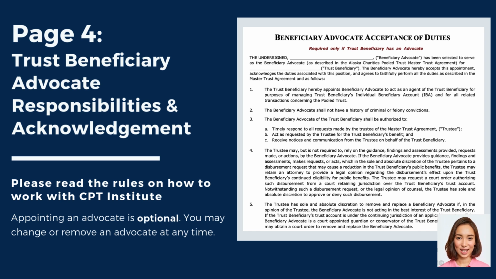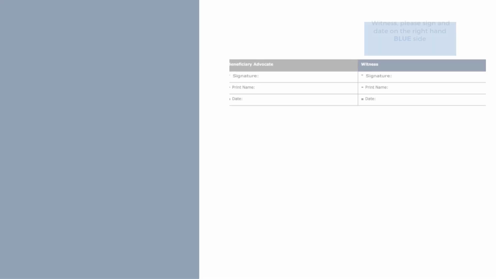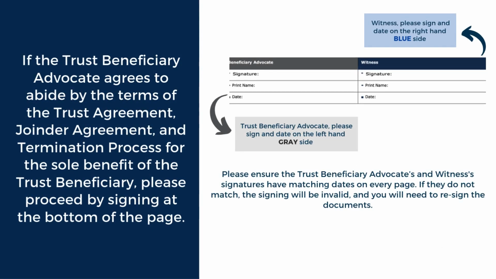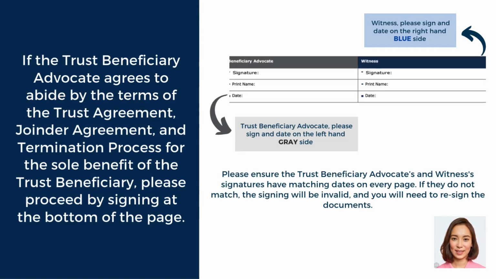You can choose or change your advocate at any time. If you don't want an advocate, you can disregard this page. If the trust beneficiary advocate agrees to abide by the terms of the trust agreement, joinder agreement, and termination process for the sole benefit of the trust beneficiary, please proceed by signing at the bottom of the page.